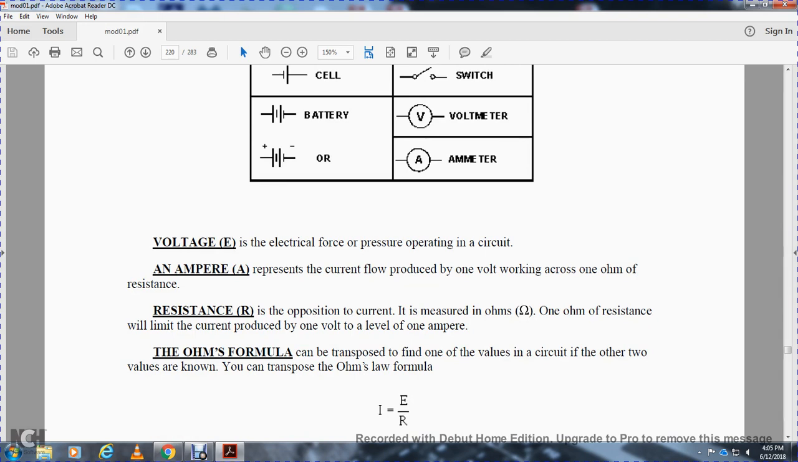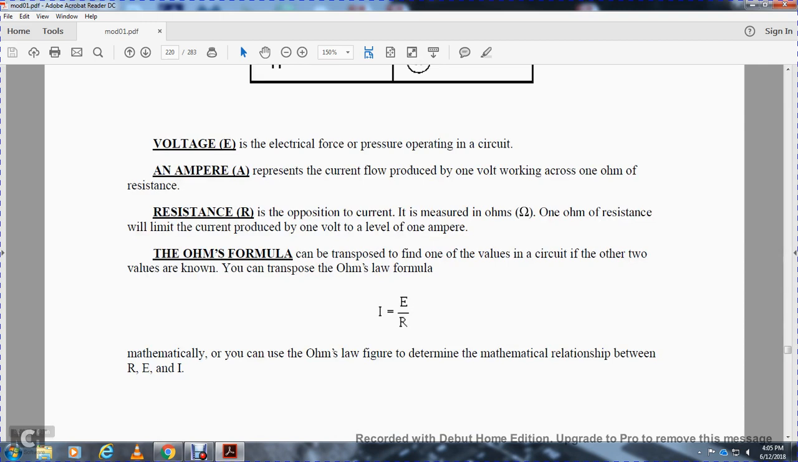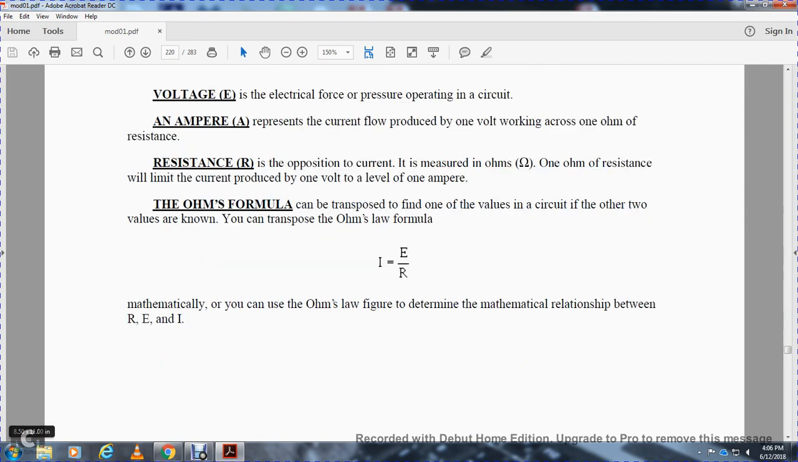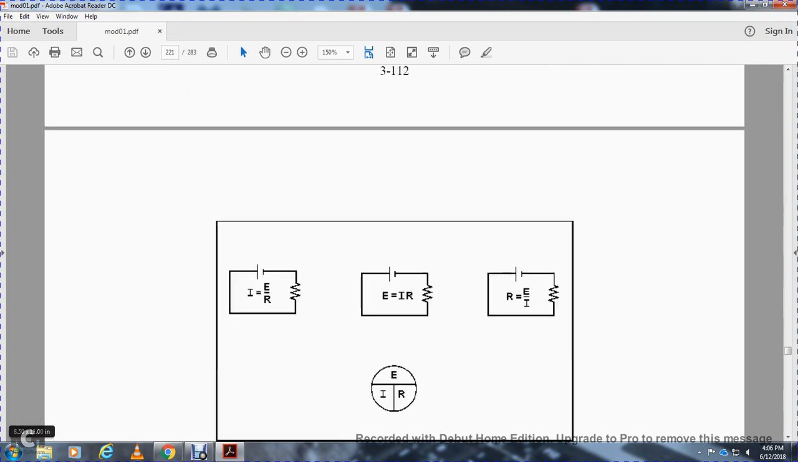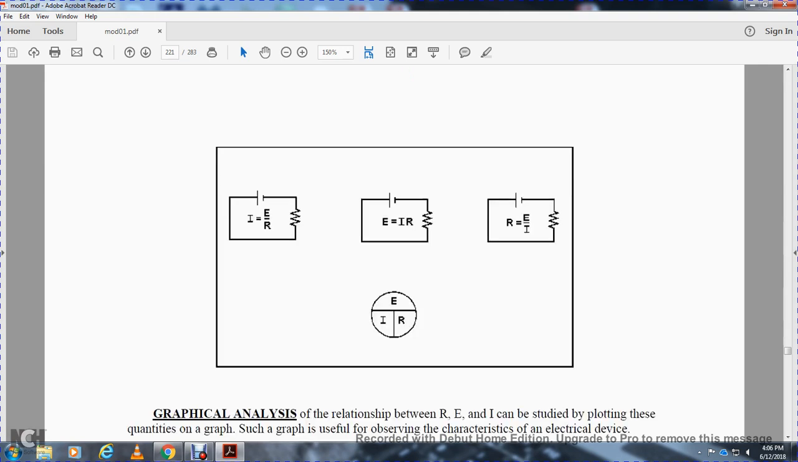The Ohm's law formula can be transposed to define one of the values of the circuit. If the other two values are known, you can transpose the Ohm's law formula to find the third. Amperage is equal to volts over ohms. So amps equals volts over ohms. Volts equals amps times ohms, and resistance, the ohms, equals volts over amps.